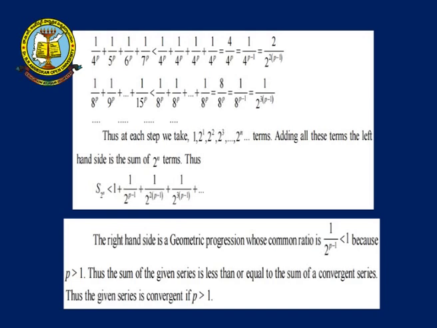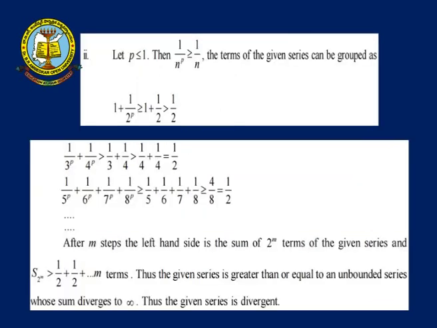Based on the geometric series we can decide whether it is convergent or divergent depending on p. P greater than 1, series is convergent; p less than or equal to 1, series is divergent. We can observe this clearly in the proof. Previously I checked only p greater than 1, which is convergent. Now I am going for p less than or equal to 1.